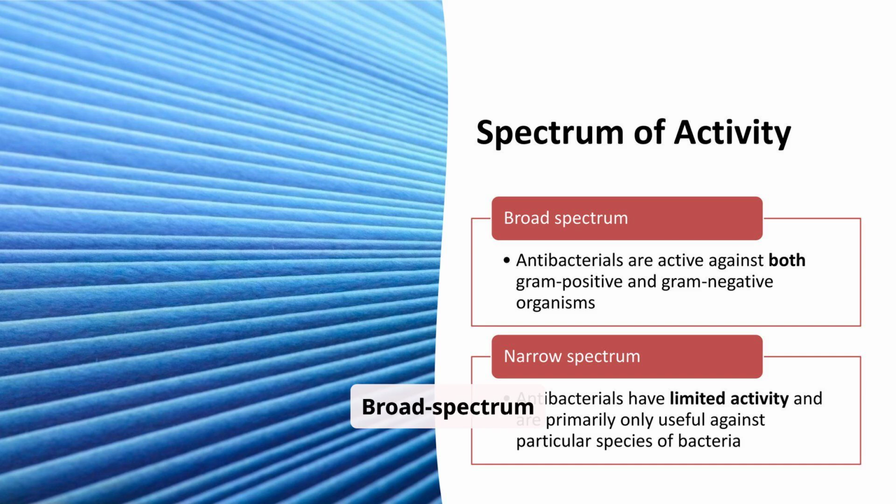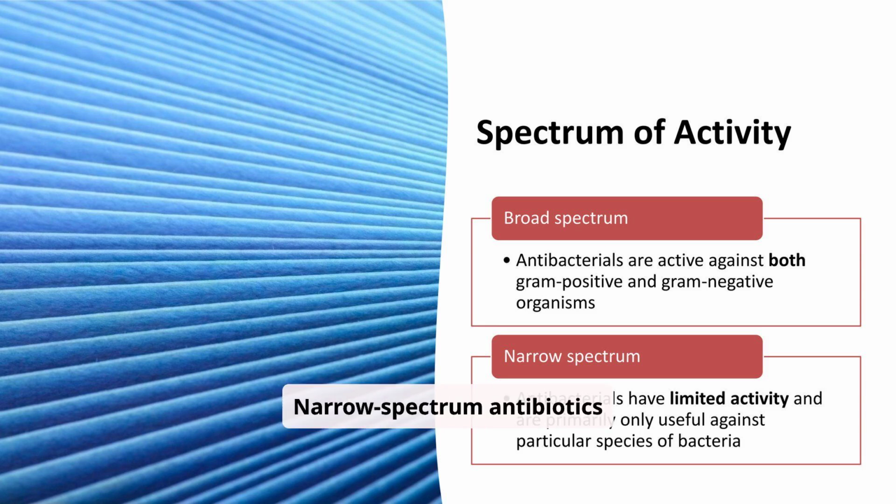Broad spectrum antibiotics are effective against a wide range of bacteria, both gram positive and gram negative. Narrow spectrum antibiotics target specific types of bacteria. Broad spectrum drugs like amoxicillin or ciprofloxacin are helpful when you're not sure what bacteria is causing the infection, but they also disrupt the good bacteria, increasing the risk of superinfections.